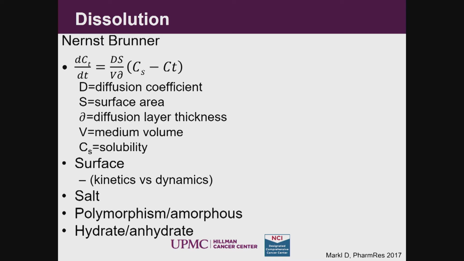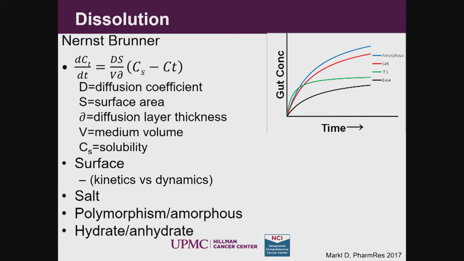Dissolution is described by the Nernst-Brunner equation as depicted here. The change of the concentration in a solution is dependent on the diffusion coefficient, the surface area of your particles, diffusion layer thickness, medium volume, and solubility. And so if we look at the baseline curve, the starting point, this black line of a base, bases are usually not very soluble, and so the solubility is very low, and also the kinetics are very low. And so you reach a solubility with a very slow pace.